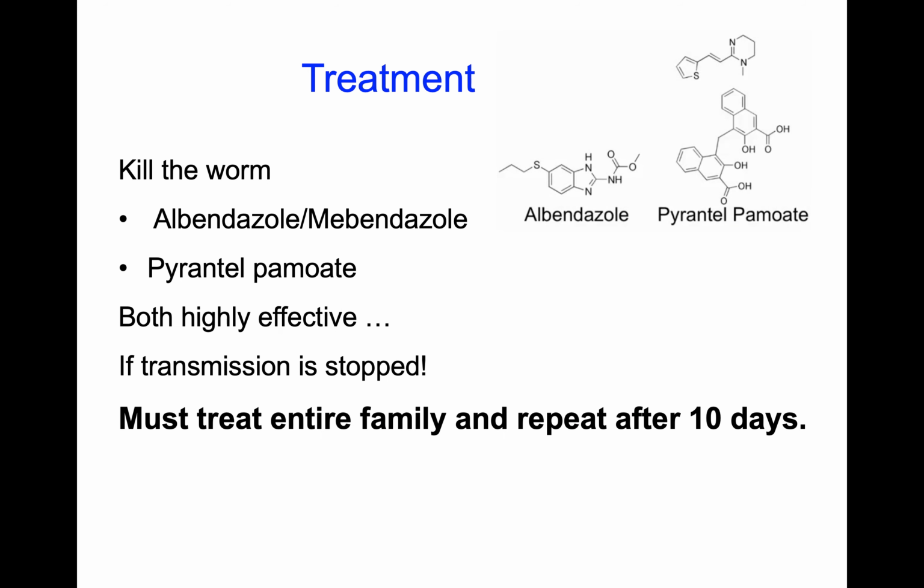And okay, so how to do the treatment? You want to kill the worm first. There's albendazole and mebendazole. They are very common. Both of them are highly effective. And to stop transmission, we must treat the entire family and repeat after 10 days.